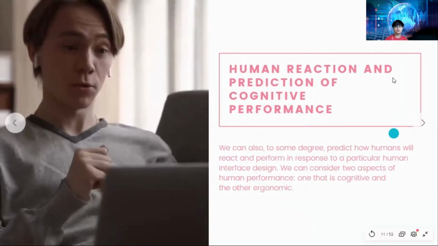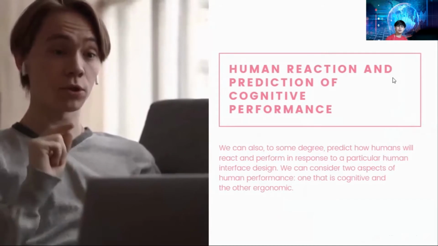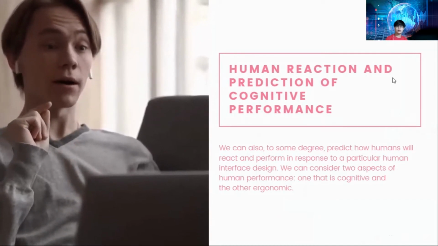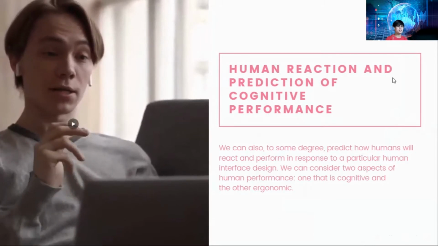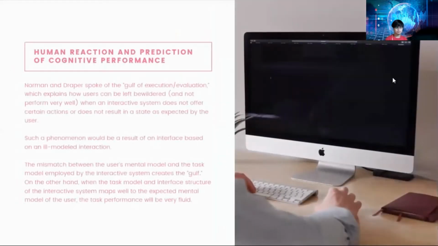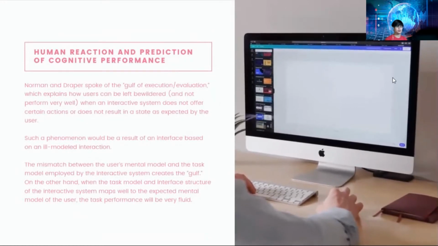Next, let's move on to human reaction and prediction of cognitive performance. We can also, to some degree, predict how humans will react and perform in response to a particular human interface design. This is really true, and I absolutely agree with this one. We can consider two aspects of human performance: one that is cognitive and the other is ergonomic. So what is this cognitive aspect?